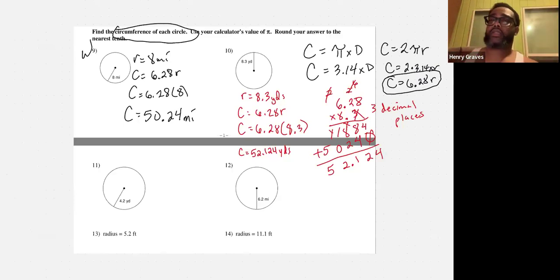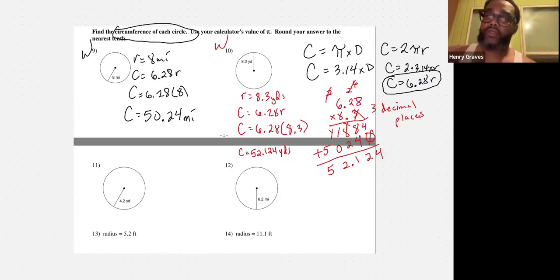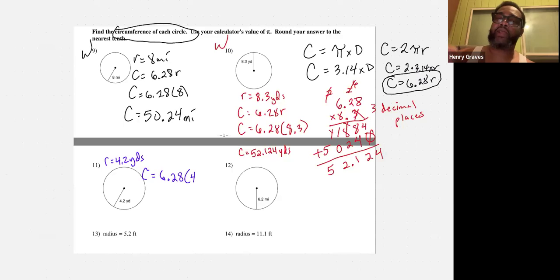Okay. Now for the next one, number 11 down here. I know the r, oops, 4.2. So my circumference is going to be 6.28 times 4.2. Again, for the sake of time, I'm going to erase my work in the red over there so I can write my work in the purple.